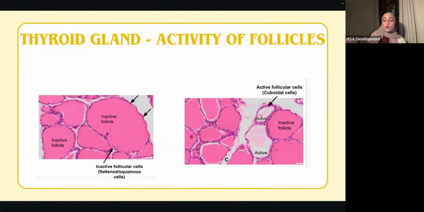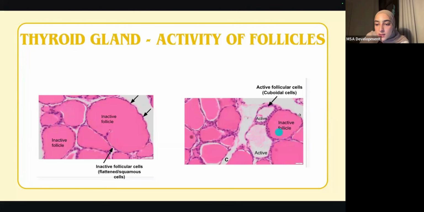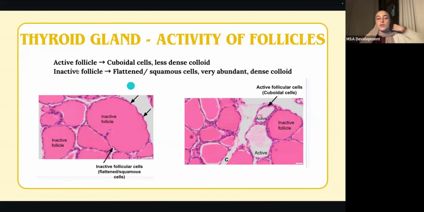It's not synthesizing these hormones. But for an active follicle, as you can see here, it's thicker. It's not stratified. It's still a simple layer, but it's thick. It's not flattened, and it's not compressed. So this is inactive and this is active, okay? Cuboidal cells. They're different from the inactive, because the inactive are squamous cells. So the active follicles have cuboidal cells and there's less dense colloid.